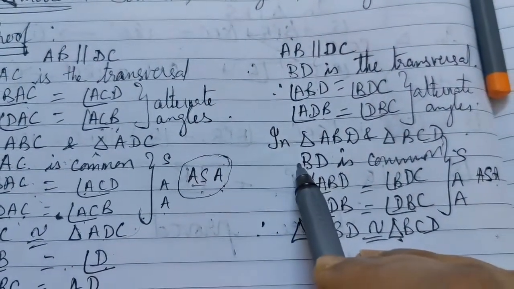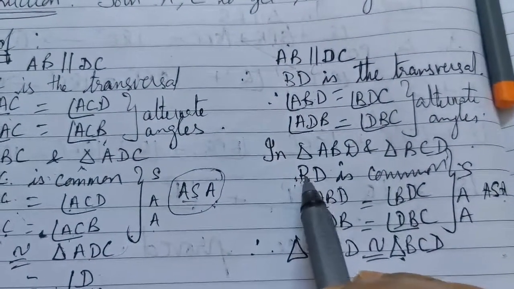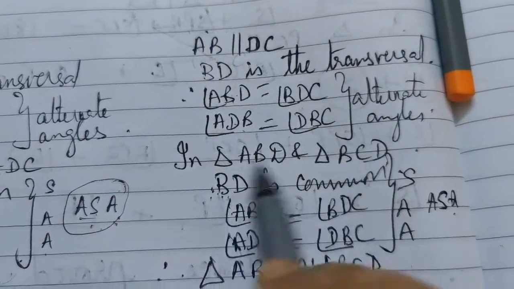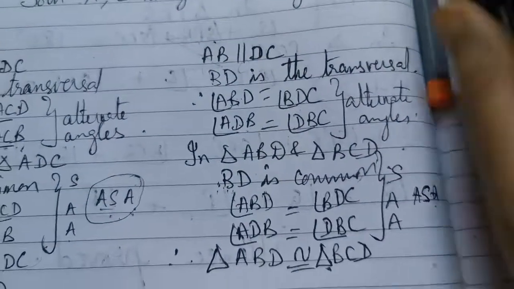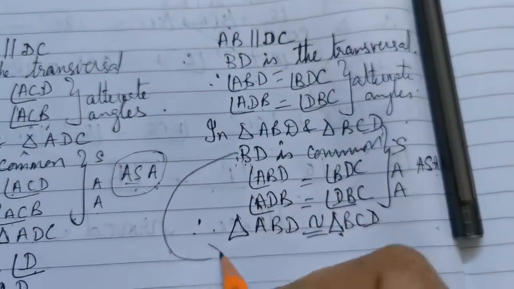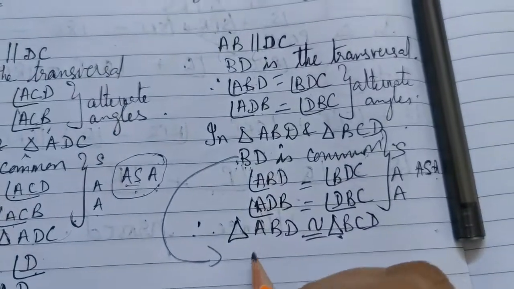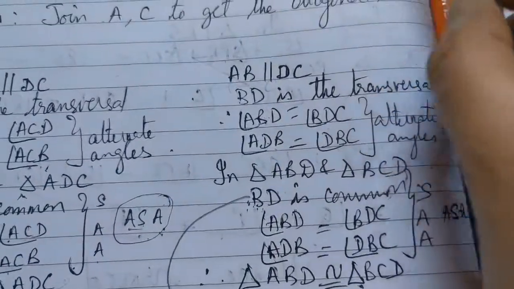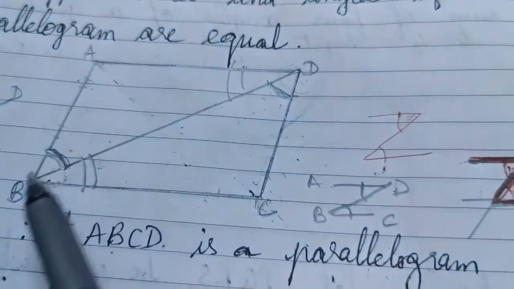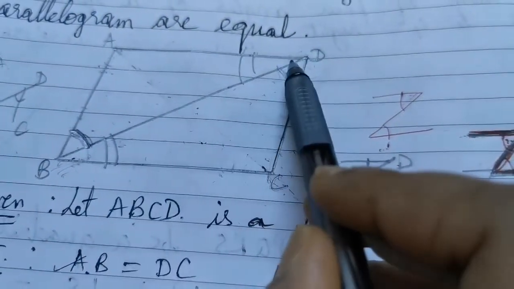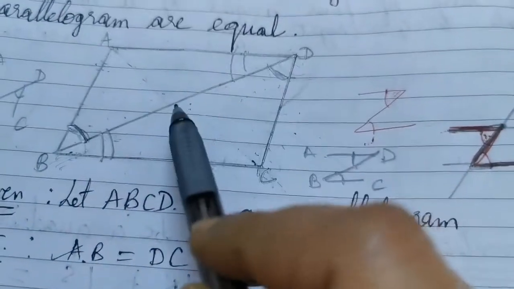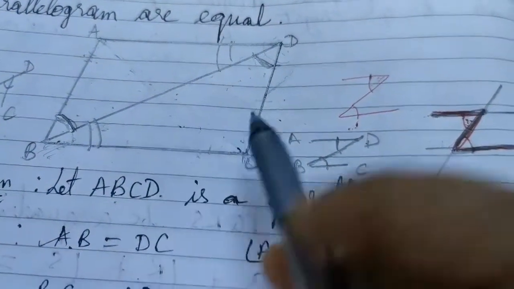Since BD is common to both the triangles, the angles opposite to it will be equal. So what is the angle opposite to BD in the first triangle? This is BD and the angle opposite to that is angle A. And again in the second triangle, BD is the same common side. So the angle opposite to BD is angle C.